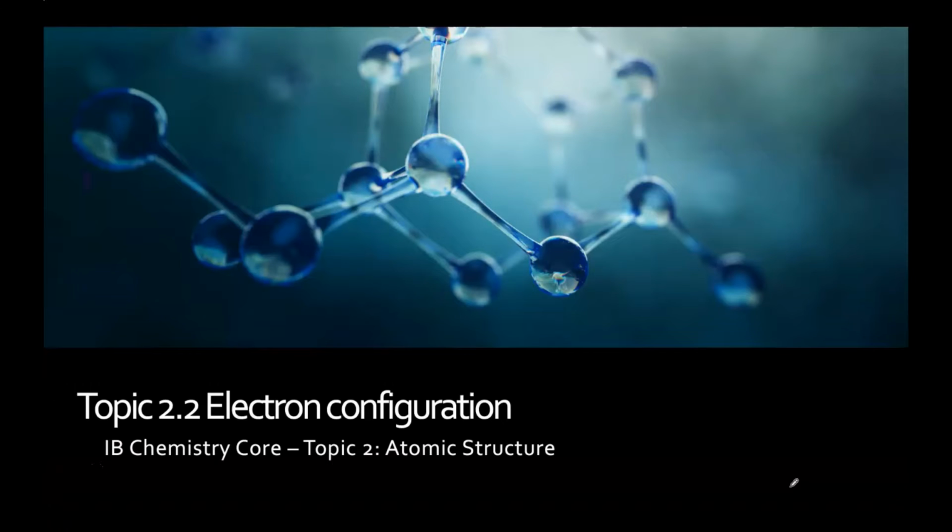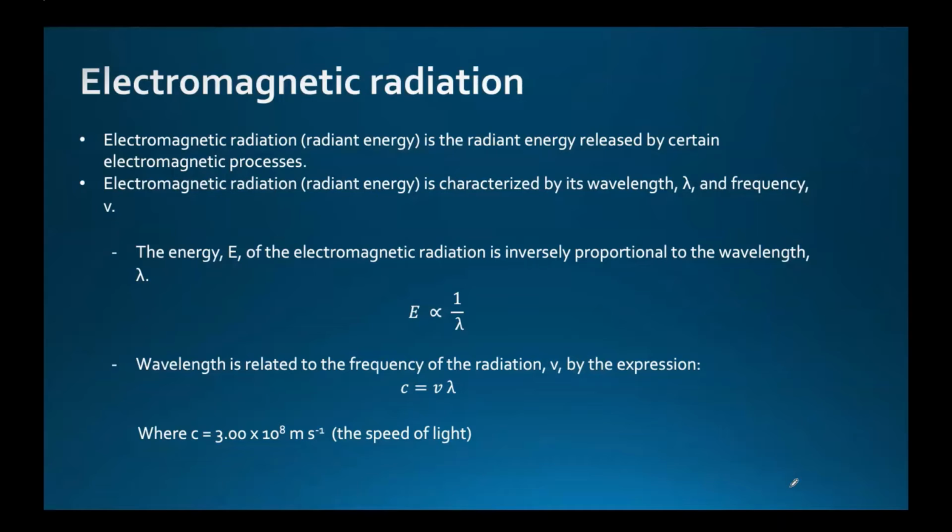Topic 2.2 Electron configuration. Electromagnetic radiation is the radiant energy released by certain electromagnetic processes. Electromagnetic radiation is also characterized by its wavelength and frequency. The energy of the electromagnetic radiation is inversely proportional to the wavelength.